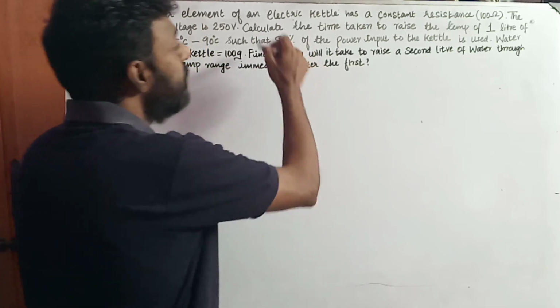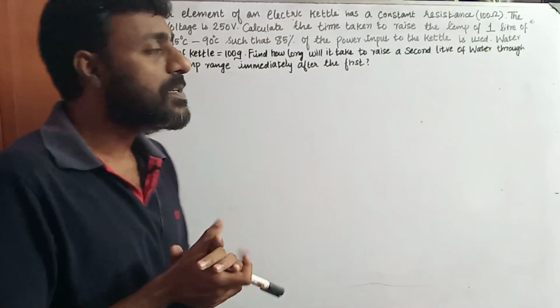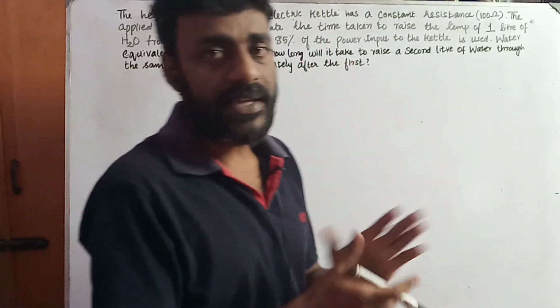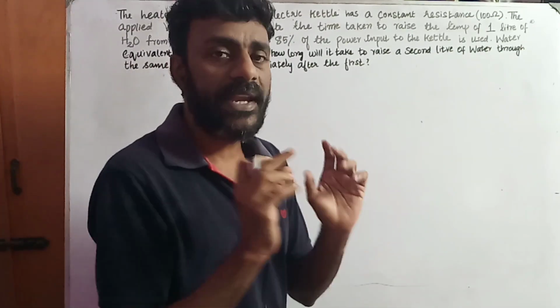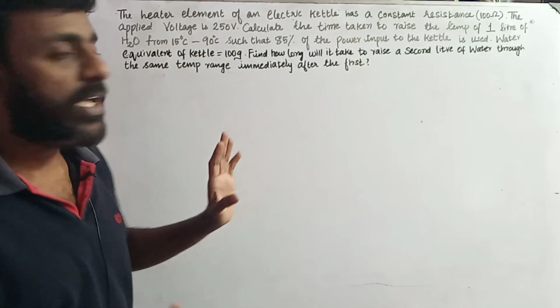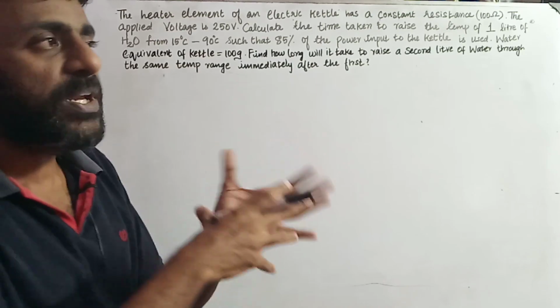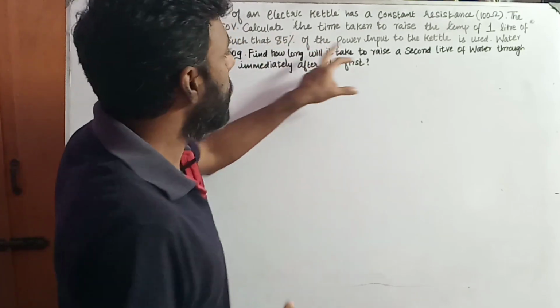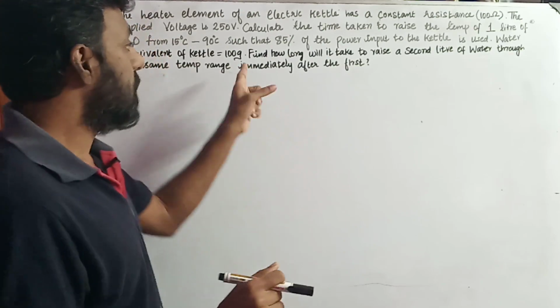Such that 85% of the power input to the kettle is used. Actually, the power input means the heat energy. Up to 85% of the heat energy that has been supplied to this system is being utilized, so the remaining 15% is expelled as heat loss. And the water equivalent of the kettle is given as 100 grams.